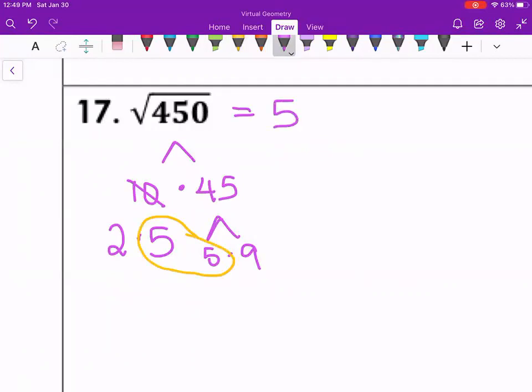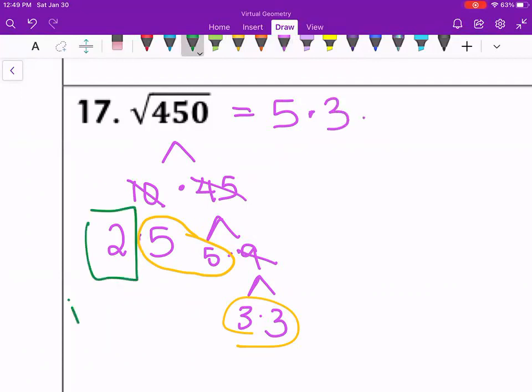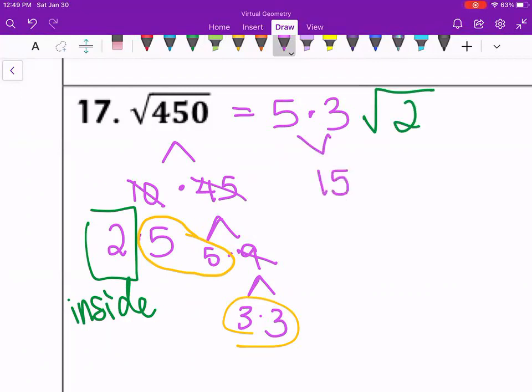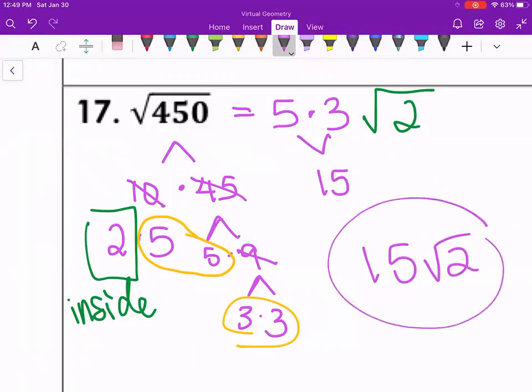My 9 can keep going to a 3 times 3. There's a pair. I can bring the 3 out. The only thing I have left over is the 2, which again stays inside. Multiply these back together, your 5 and 3 for a 15. So final answer, 15 square root 2.